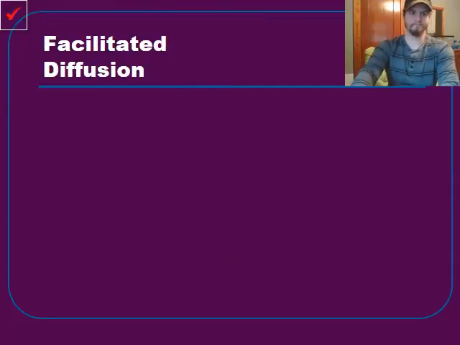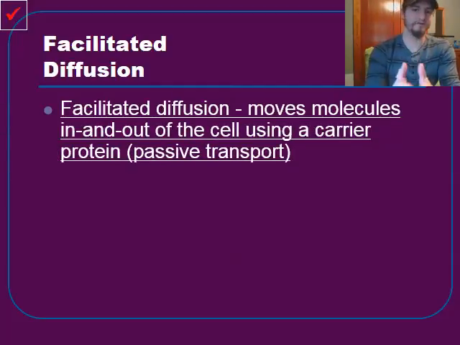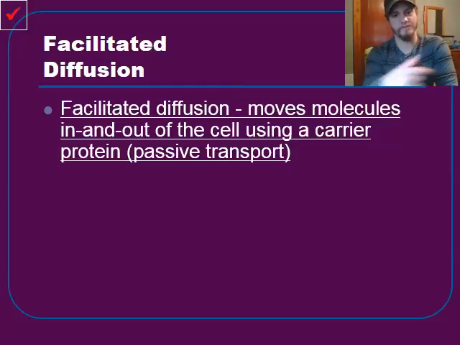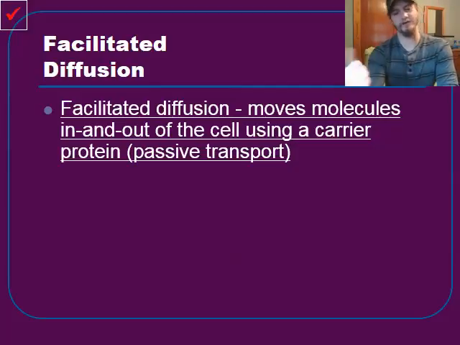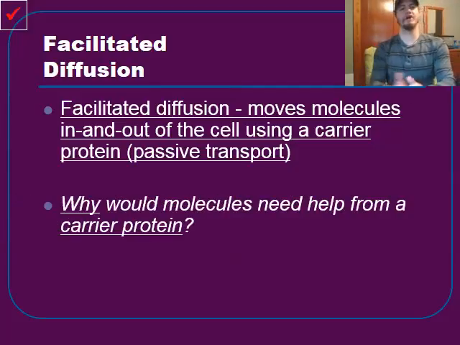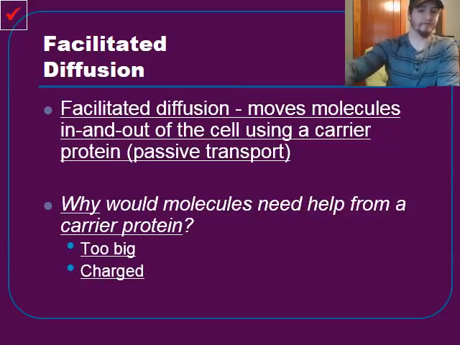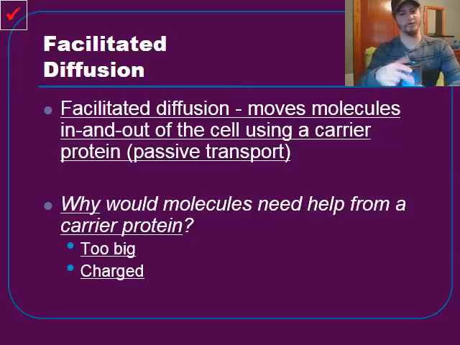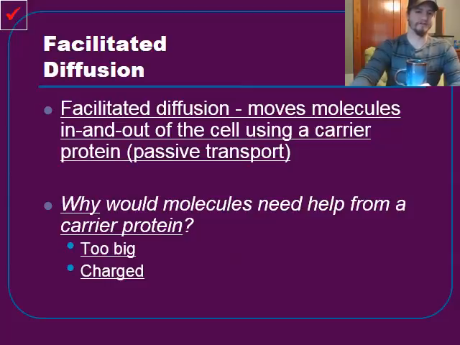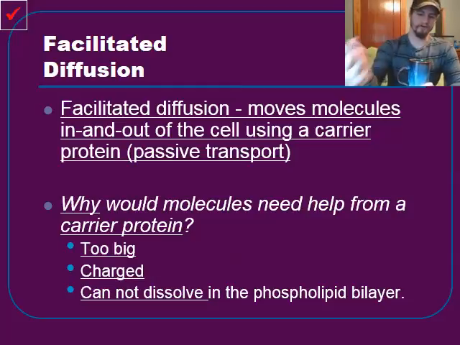So facilitated diffusion. Once again, this is still a type of diffusion, so there's no energy being used. What this allows to happen, though, is molecules move in and out of the cell using a carrier protein. So why would something need to use a carrier protein to get inside of the cell? Well, the reason is that it might be too big to normally diffuse through the cell membrane, or it might have a charge to it. If it has a charge or it's too big, it's not going to be able to make its way through the cell membrane on its own. So it's going to be brought in through the carrier protein.